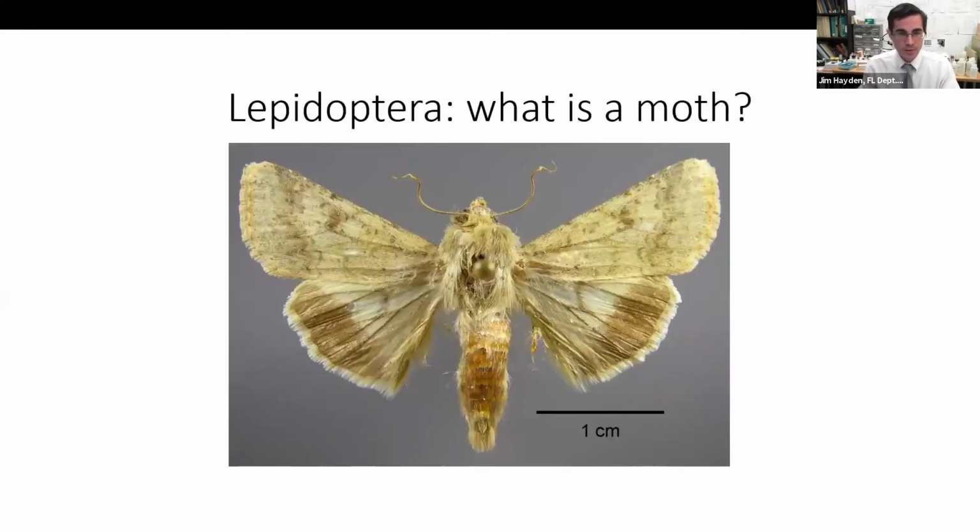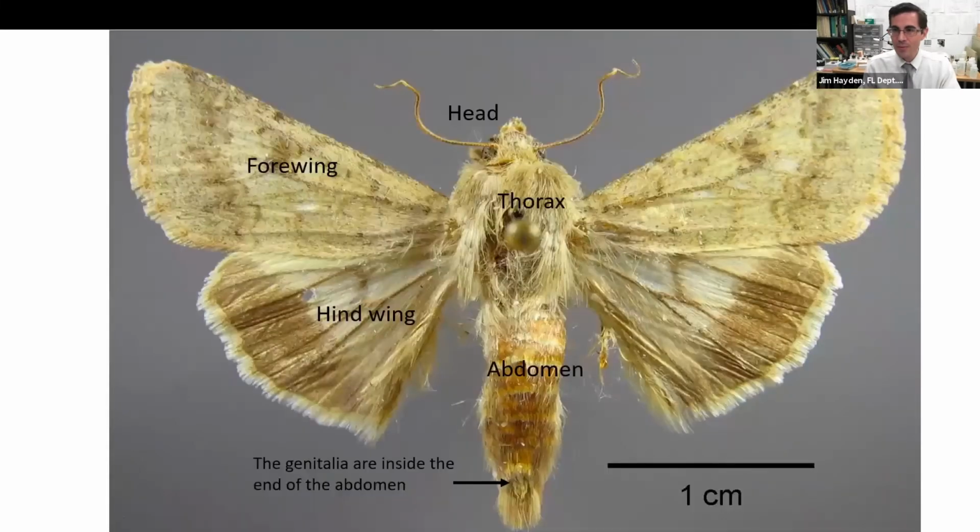So first, we just went through this, what is a moth? A moth consists of a head, thorax, abdomen, like all insects, a forewing and a hind wing. And the genitalia for dissection are inside the end of the abdomen, the posterior end. Just to be clear, there are some insects, dragonflies for example, that have genitalia elsewhere on the body, where spiders have them in the palpi. But like most insects, leps have genitalia inside the posterior end of the abdomen.